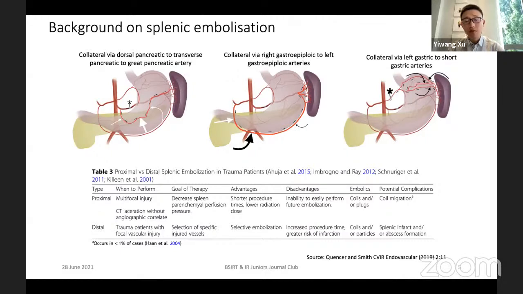Therefore, there are two schools of thought, or two categories of intervention. One is proximal intervention, that is to block the major artery just distal to the transverse pancreatic artery. The theory behind that is to reduce the overall perfusion, volume, and pressure to the injured spleen, therefore reducing the rate of developing pseudoaneurysms and stopping minor bleeds. Whereas distal embolization is more to target specific truncated or injured vessels. The idea is to stop the bleed. Therefore, a lot of different materials can be used for those end segmental arteries. This is a key differentiation, which I'll come back to.